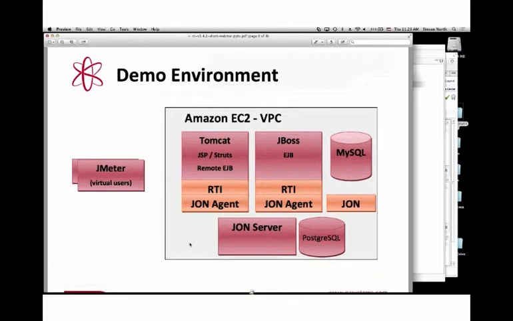We have a demo application set up in the Amazon cloud right now. We're using JMeter just to push a test load as if we were doing a load test, for example. We have a Tomcat front end to the application. It's an e-commerce application that uses Struts and has remote EJB calls from the Tomcat to a back-end JBoss server that's running there. And of course, we have the JON server as well.